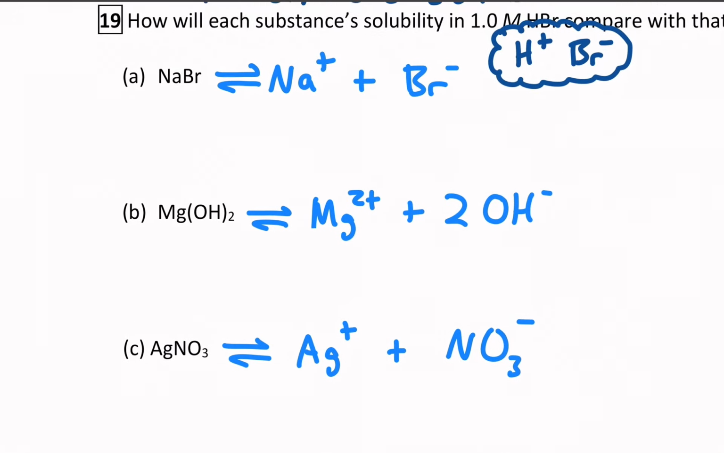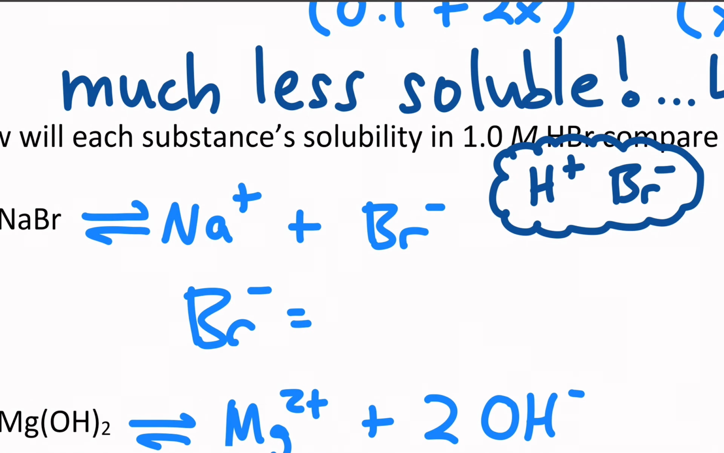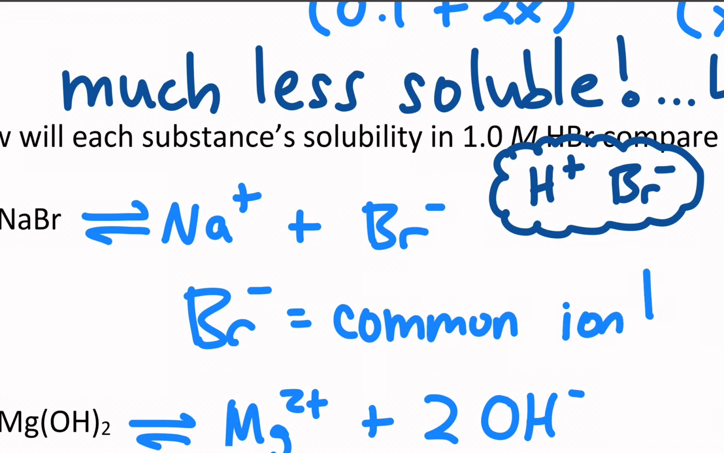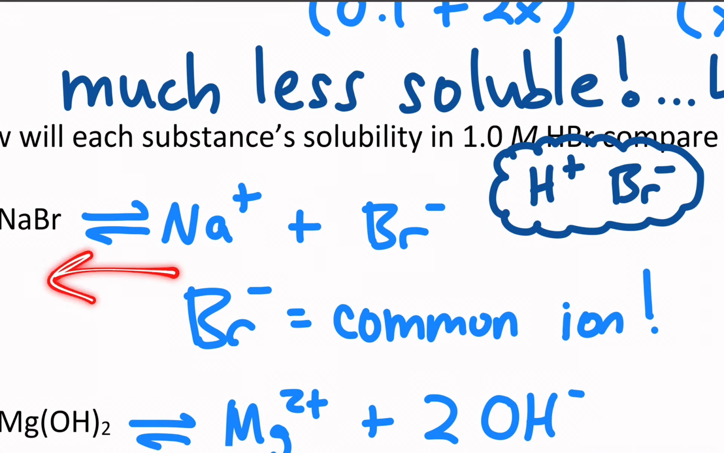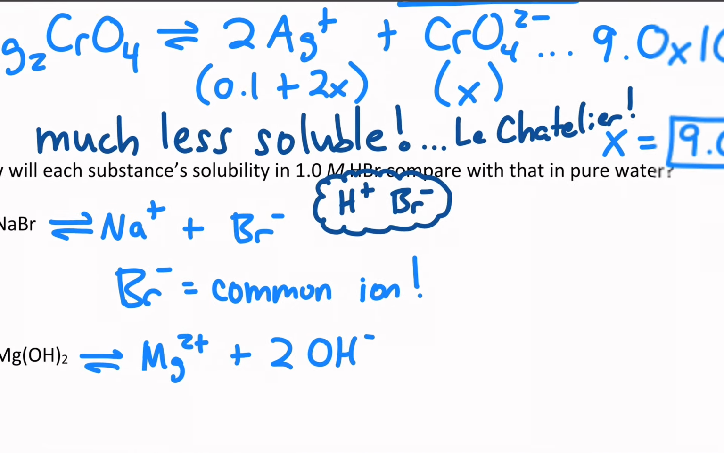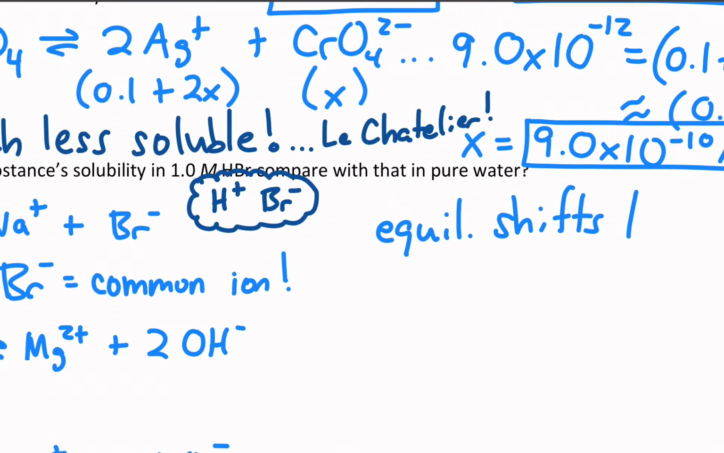Now, what does HBr do to this? Well, for the first one, bromide is a common ion. In other words, it's present in both the original compound, the sodium bromide, and the thing that we're adding. But again, if you think about this as a Le Chatelier's principle question, we're just stressing it by adding bromide. That will shift it to the left. We'll get more NaBr solid, and this will be less soluble. Equilibrium shifts left. So this is less soluble.